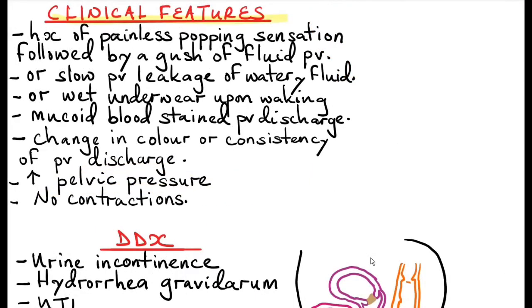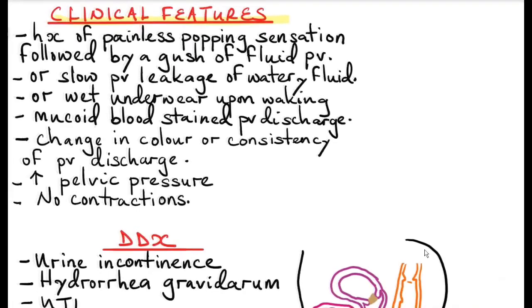Clinical features of PROM and P-PROM. Even though the topic says PROM, the etiopathogenesis, clinical features, and other aspects are all the same in PROM and P-PROM. The only difference between the two is the gestational age at which it occurs. PROM occurs at term, P-PROM occurs before term. Okay. So there's a history of a painless popping sensation. The popping sensation is from the rupture of the membranes, which is followed by a gush of fluid per vagina. So there's a gush of the amniotic fluid that comes out of the vagina.